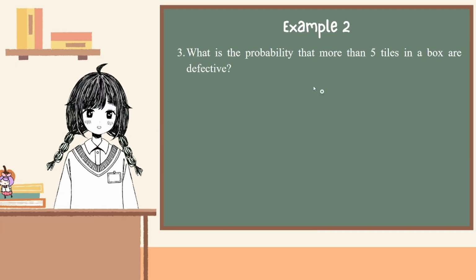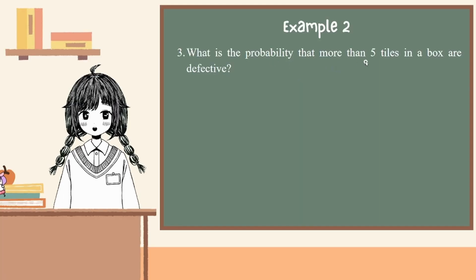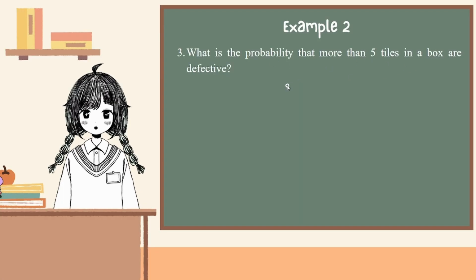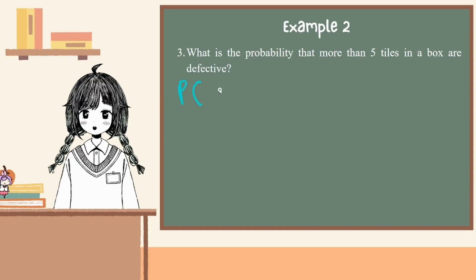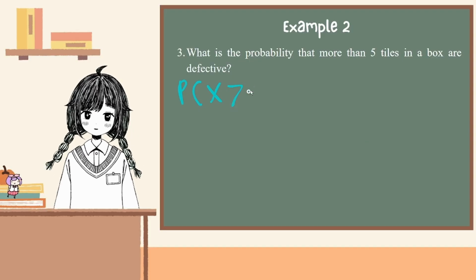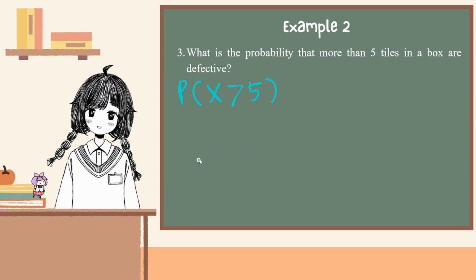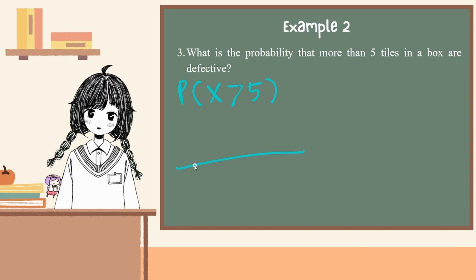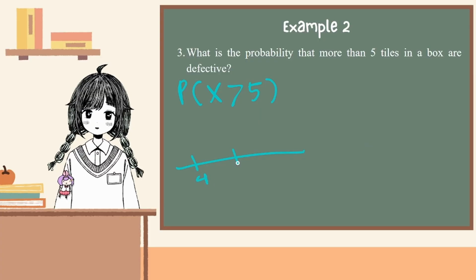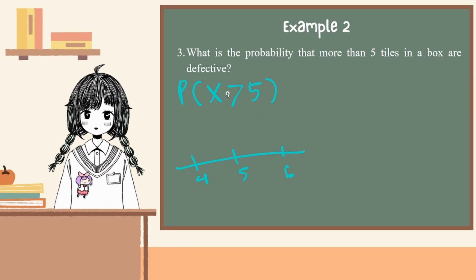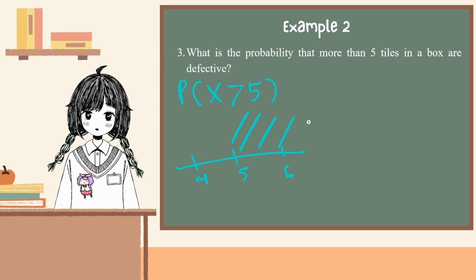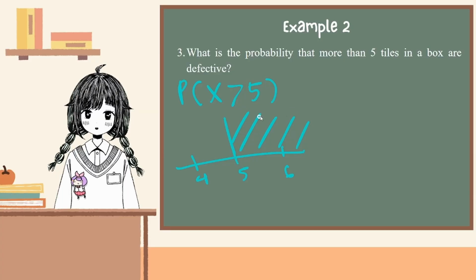Question 3. What is the probability that more than 5 tiles in a box are defective? So more than 5 means P(X > 5). If you already master the graph method, then you can just imagine the final result. For X more than 5, the end result will look like this for our graph.